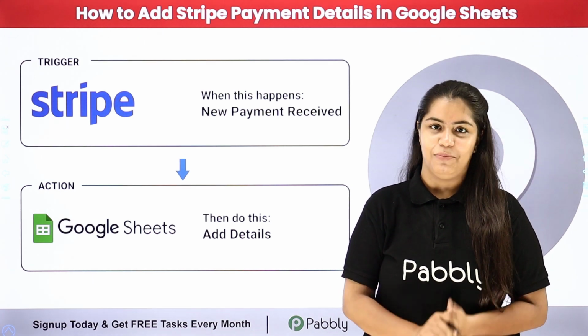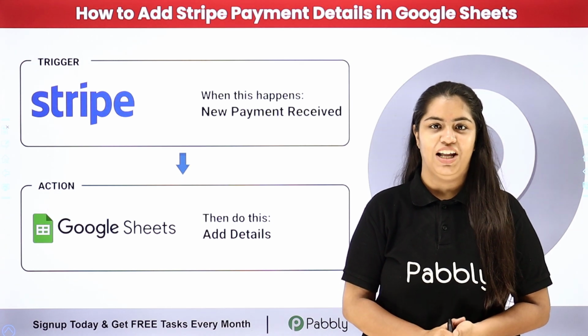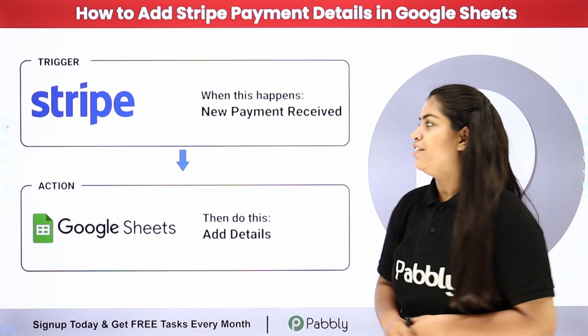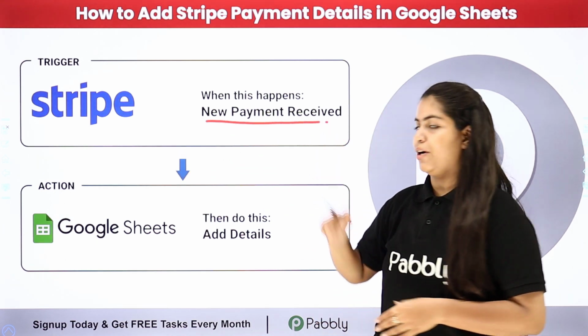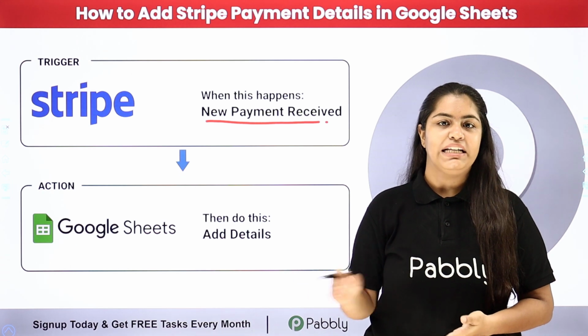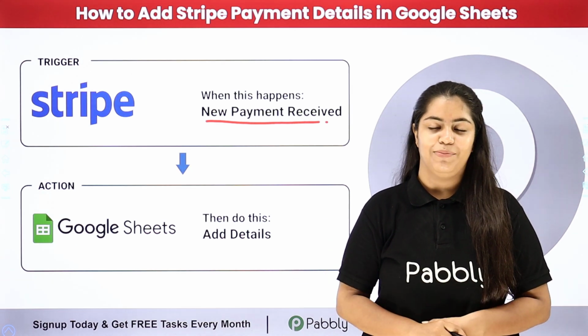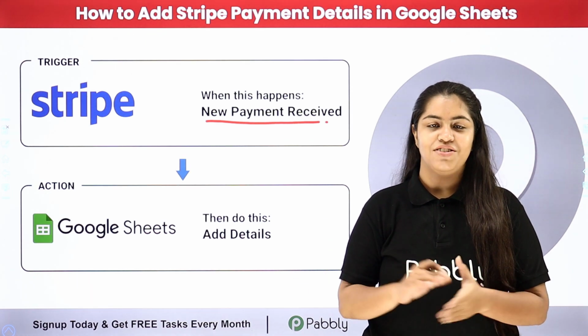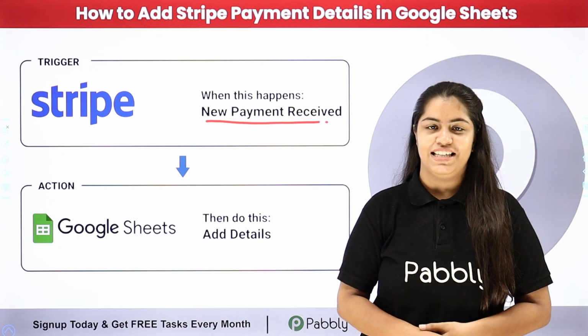I'm running an edutech company and I'm using Stripe to sell online courses. And now I wish that as soon as a new payment is received in my Stripe account, that means a new purchase is made in my Stripe account, automatically the details of the same should be added in my Google Sheets too, so that I can track the subscription revenue and analyze the trends.